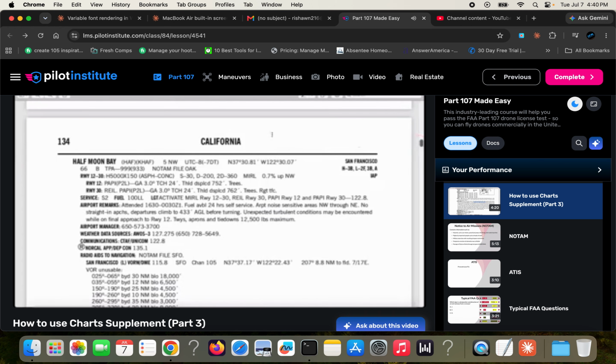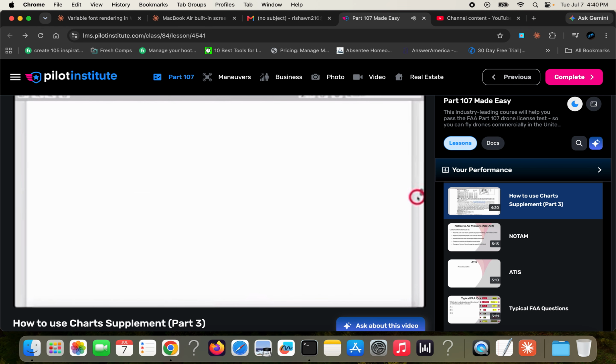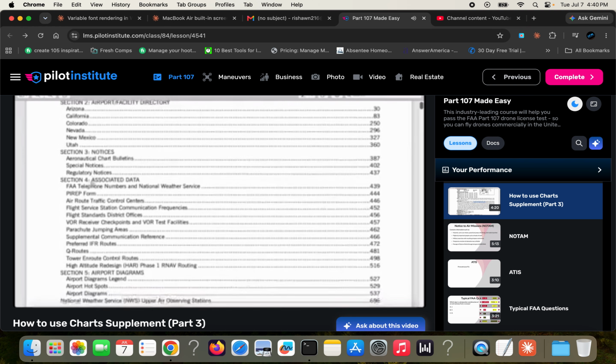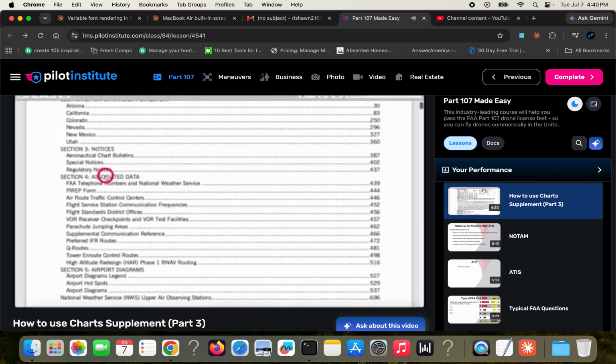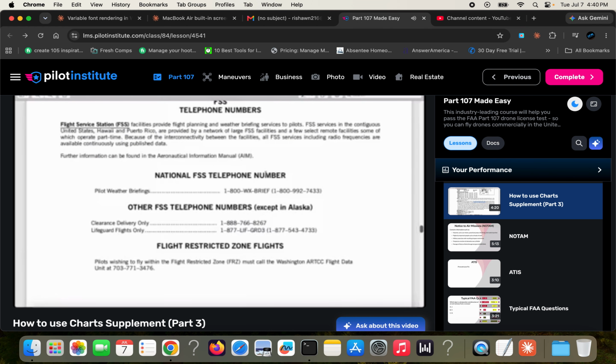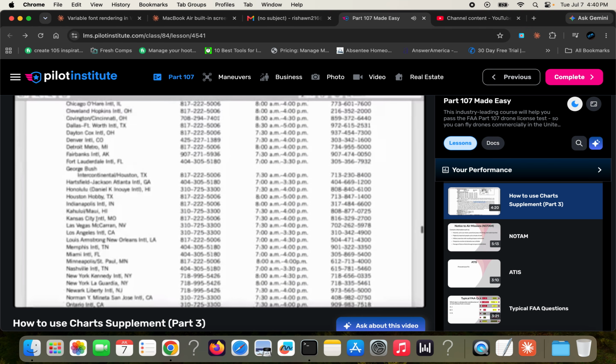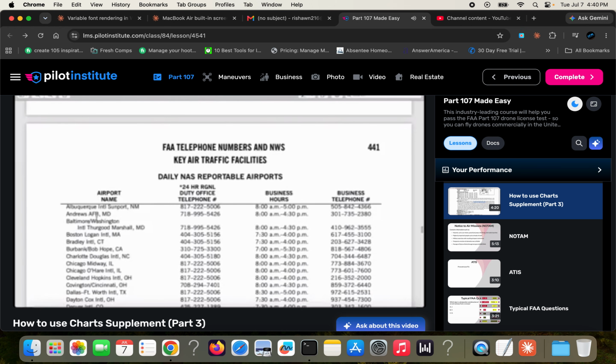See, now we're in California here. We're going to get to Utah eventually, Colorado here, New Mexico. We have associated data. This is kind of a cool one here. Flight service weather brief right here, 1-800 weather brief. We've talked about this before. Clearance delivery. Here you have the phone numbers for the key air traffic facilities. Now, not all the air traffic facilities, but large ones.